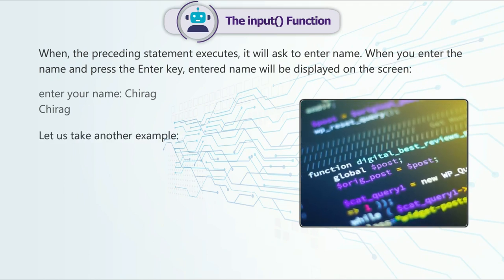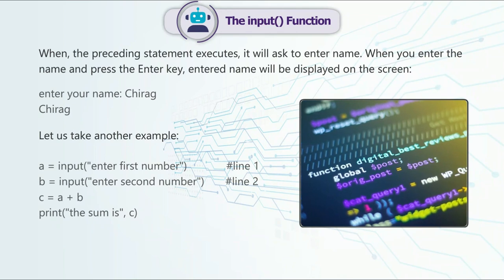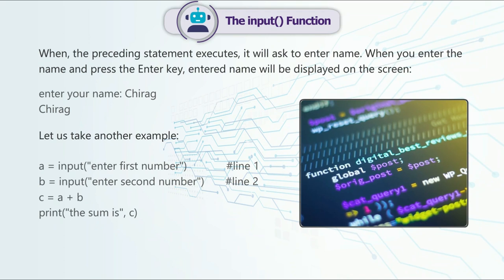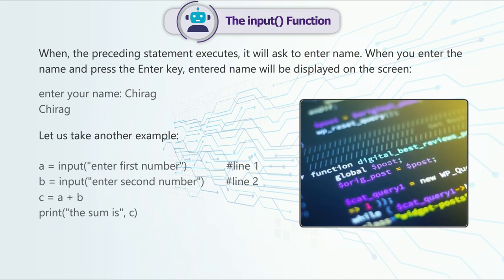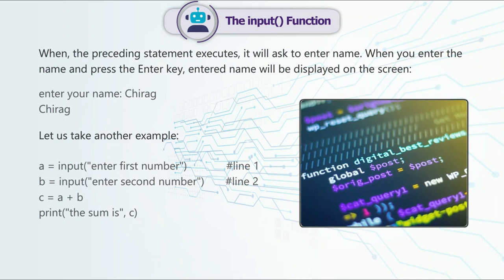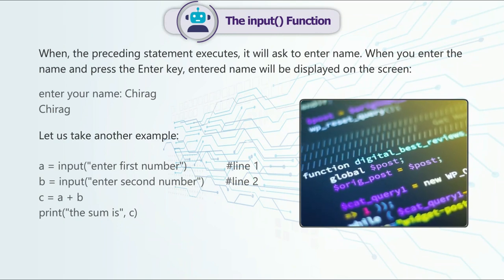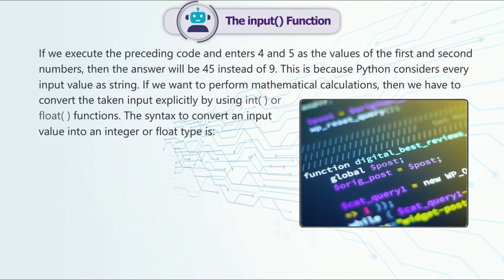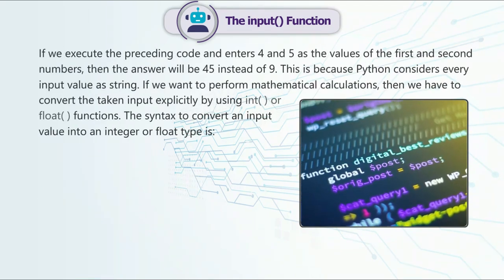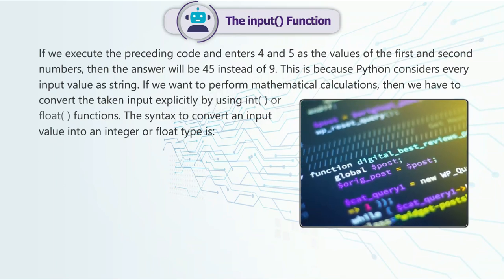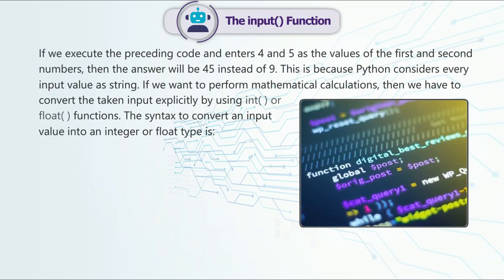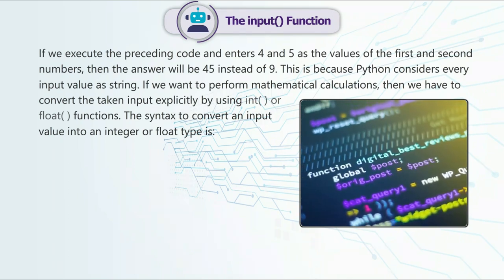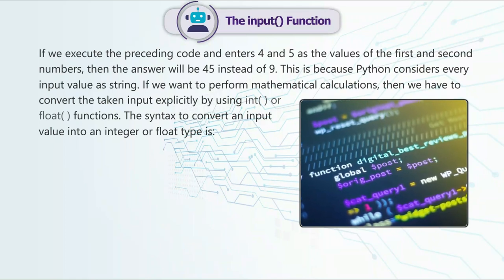Let us take another example. A = input("Enter first number") #line 1. B = input("Enter second number") #line 2. C = A + B. print("The sum is", C). If we execute the preceding code and enter 4 and 5 as the values of the first and second numbers, then the answer will be 45 instead of 9. This is because Python considers every input value as a string.